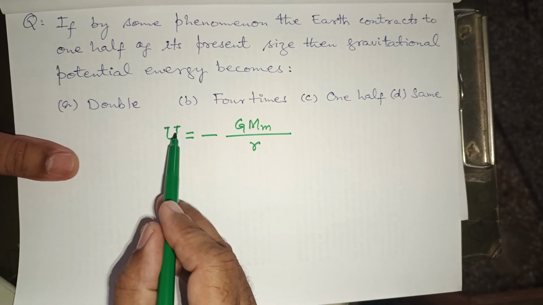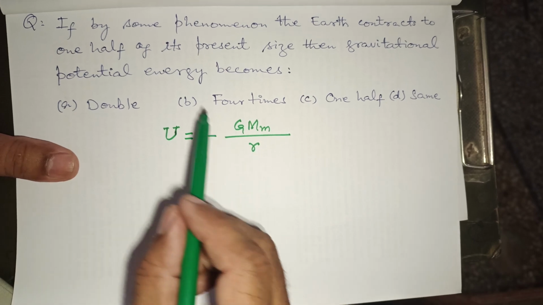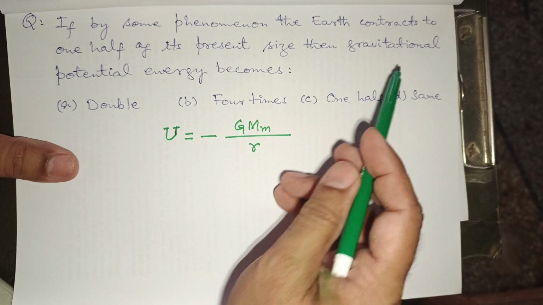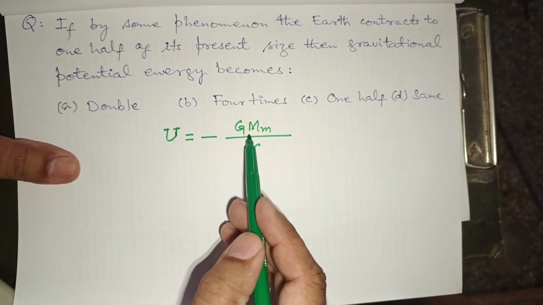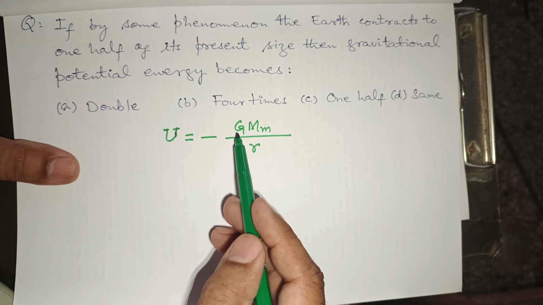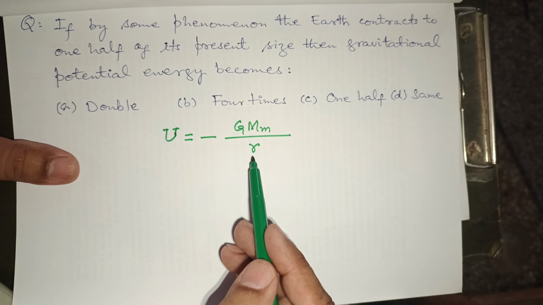So we have to calculate potential energy. We have to find out the change in the potential energy when the earth contracts to 1/2 of its present size. You can see that there is no change in the mass. So m will remain the same, G is the universal gravitational constant, it will remain the same. So there will be change only in R.